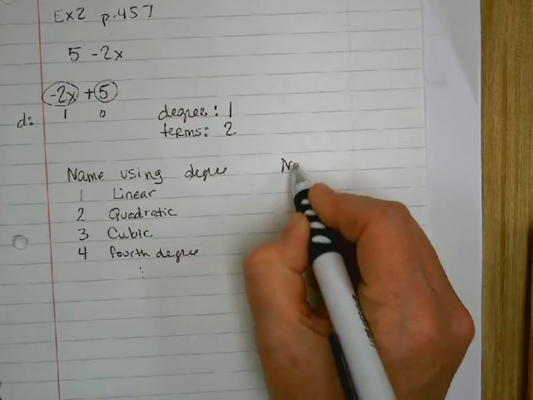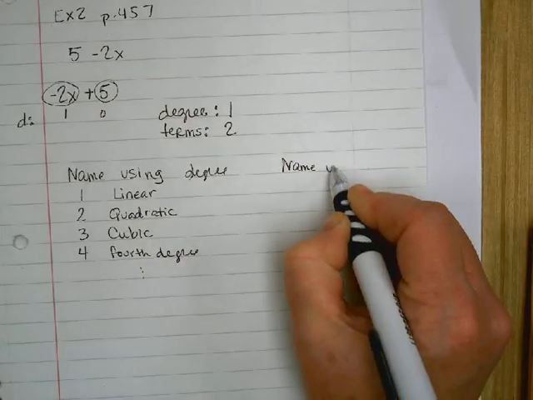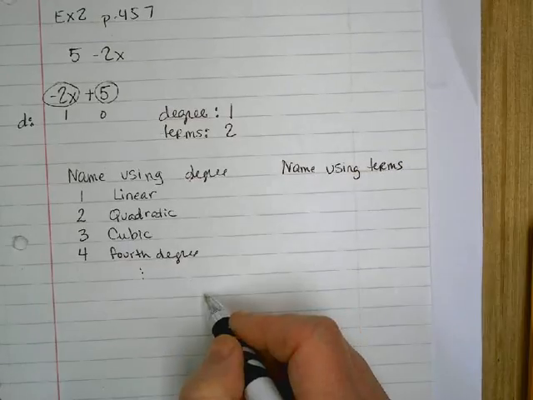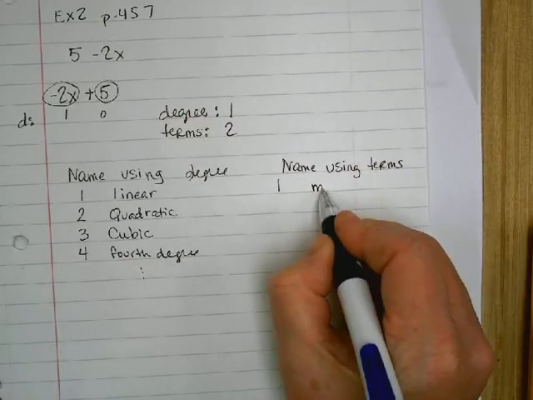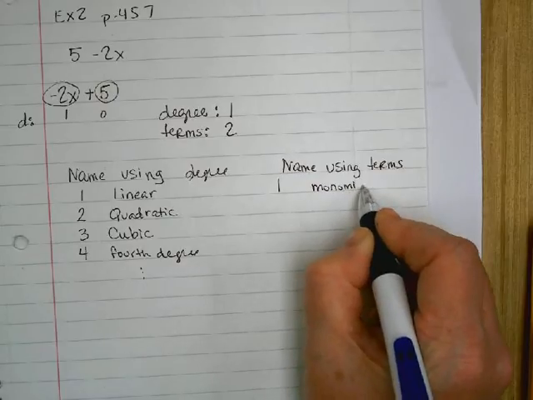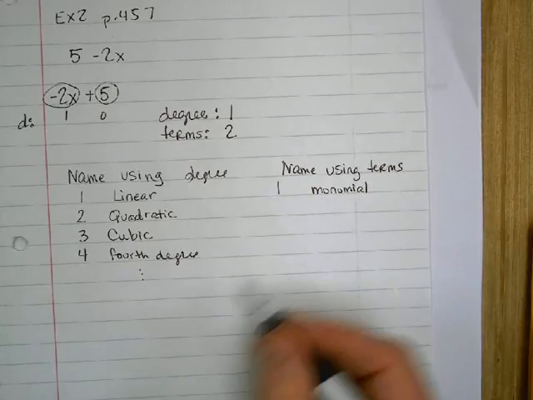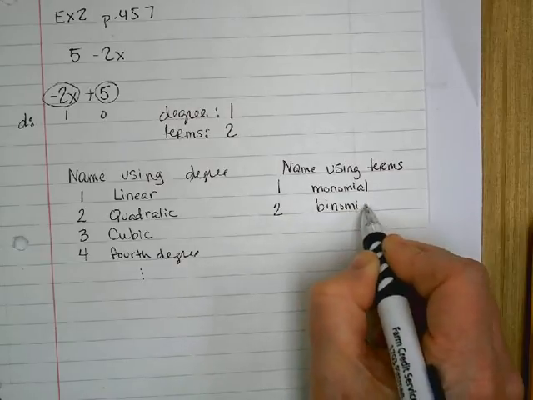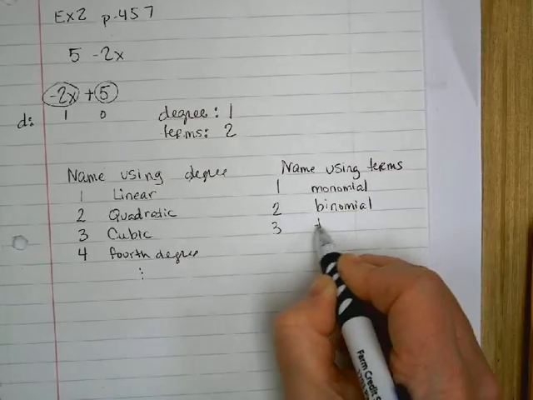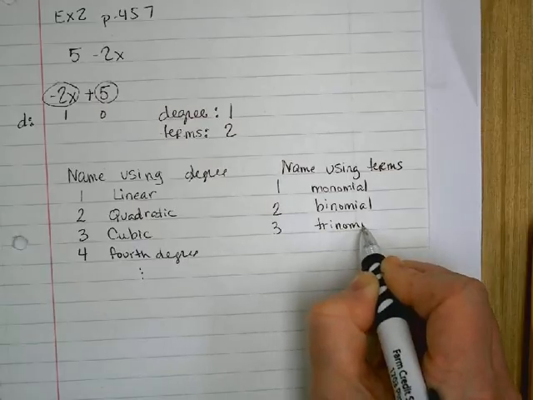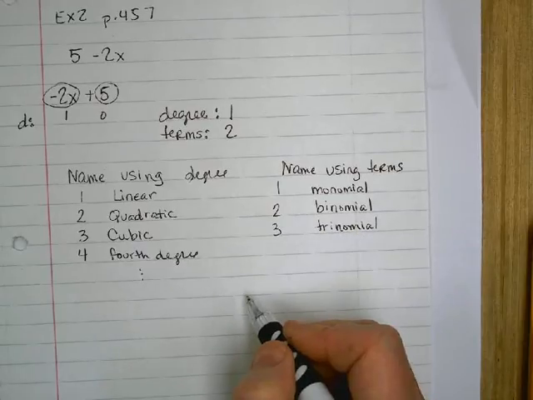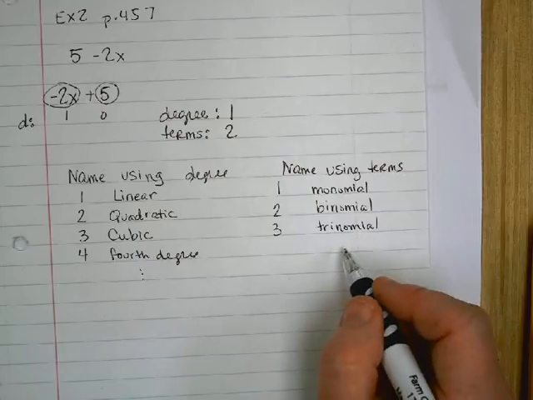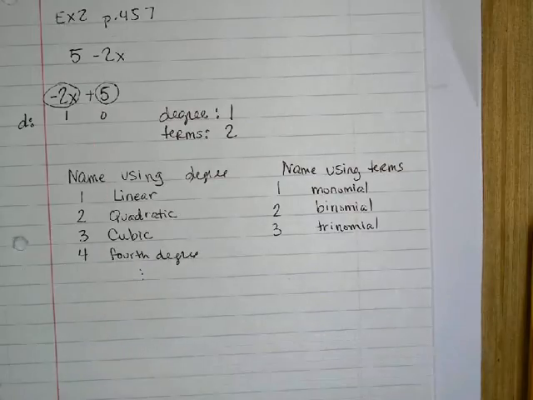Name using terms. If it has one term, it's a monomial. If it has two terms, it's a binomial. Three terms is a trinomial. And that's it. After that, you just say it has four terms or five terms.